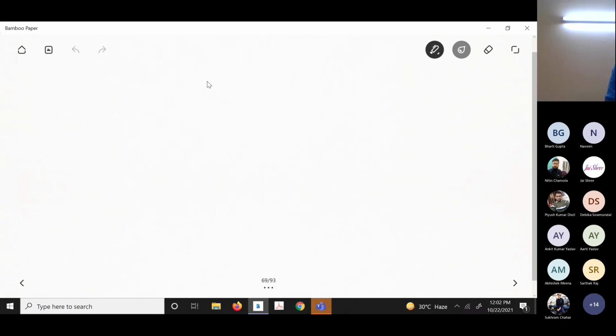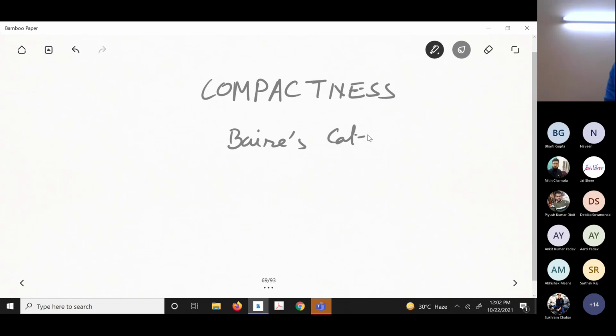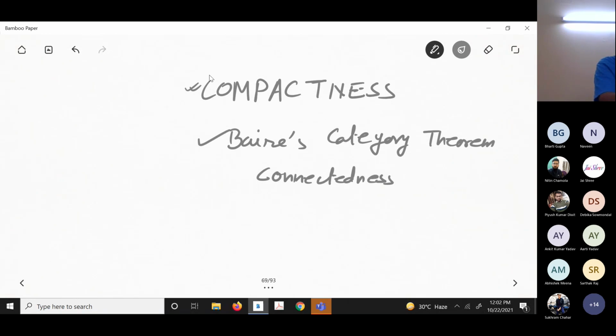Okay, so I'm starting compactness. I told you one time that in analysis and topology, three things are important: compactness, the Baire category theorem, which I have already taught, and the third one is connectedness. So I am teaching you compactness now. After compactness, I will teach you connectedness. This is note 18, so that you can read that compactness is an extremely useful concept both in analysis and topology.